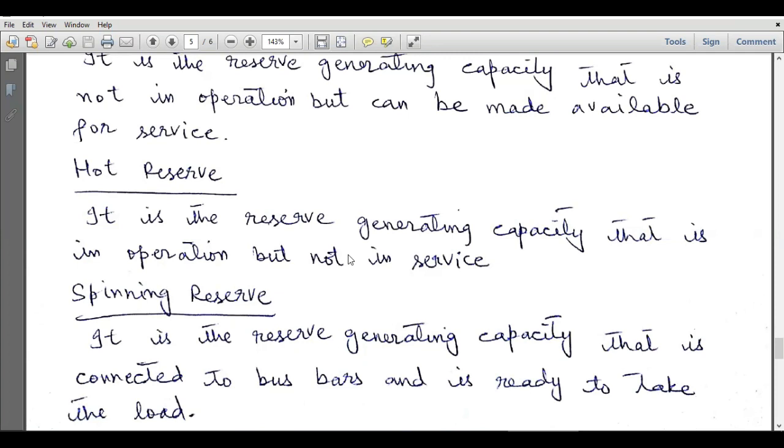For example, if we have a power plant of 100 megawatts, but currently that power plant is generating only 50 megawatts of electrical energy because the load connected to it is 50 megawatts, then the remaining 50 megawatt which is not in service is called hot reserve, because that whole power plant is in operation, and if 50 megawatt excess load is connected to that power generator, then that 50 megawatt will readily be available by that operating power plant. So this is called hot reserve.